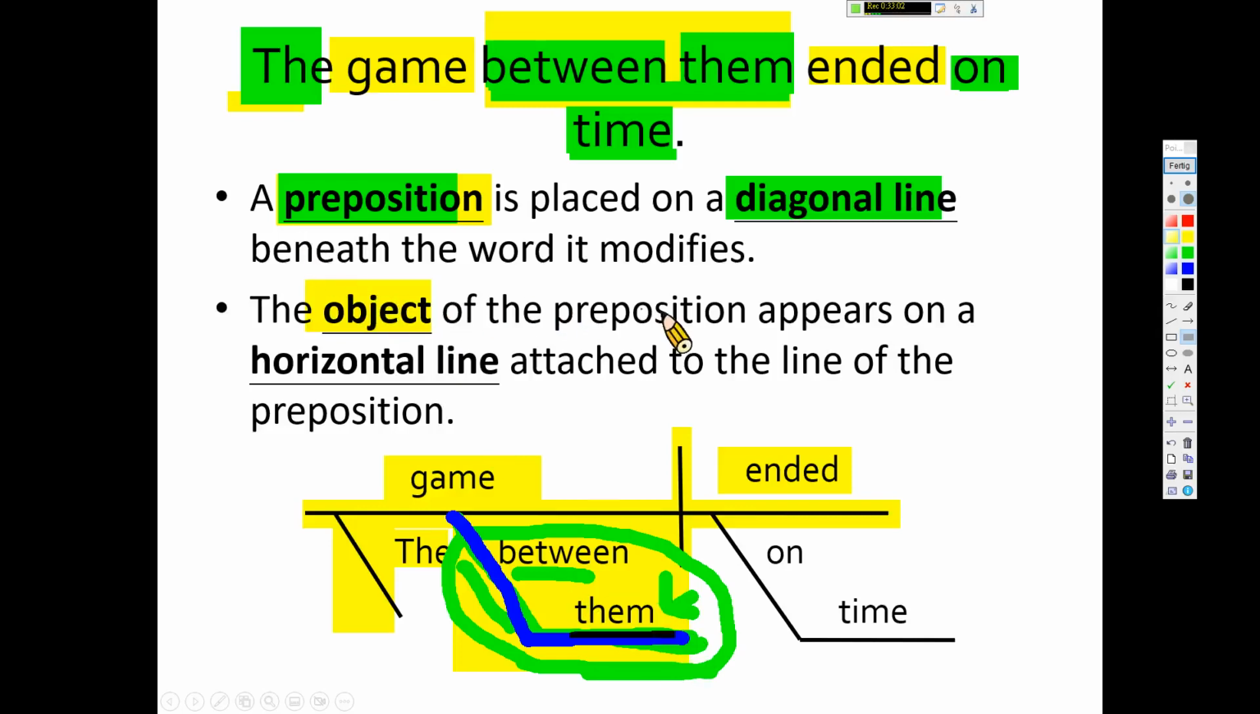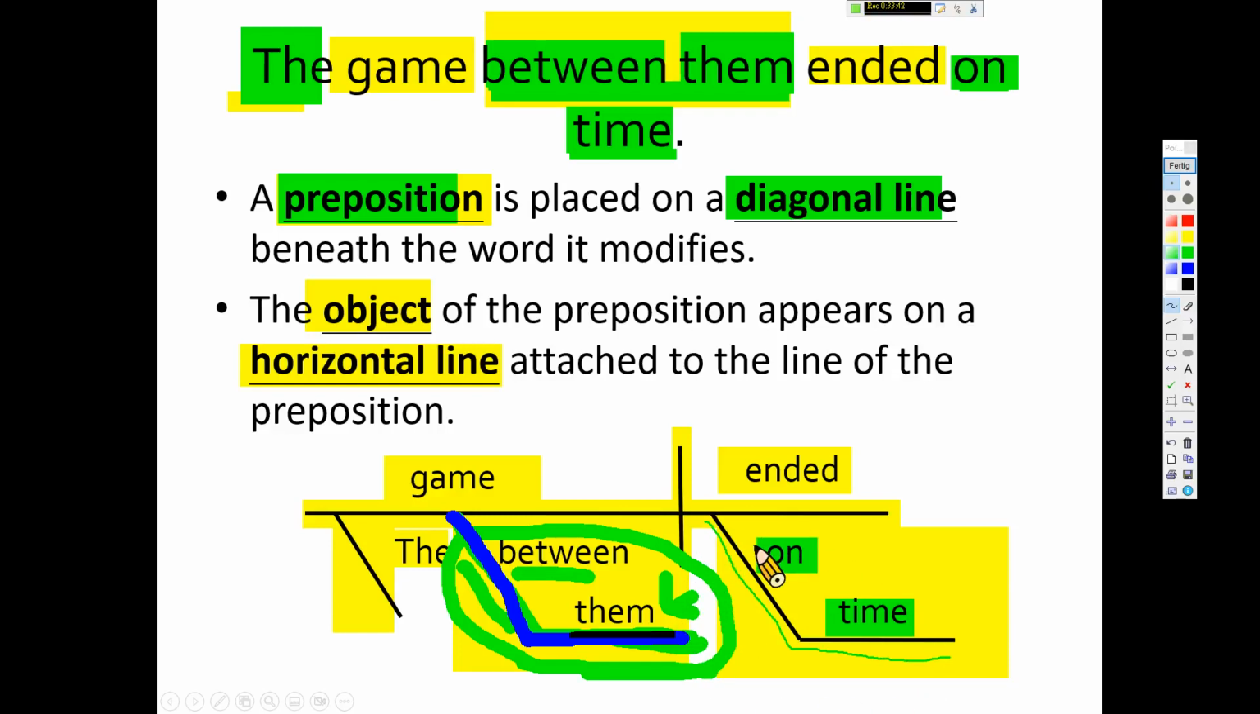The object of a preposition appears on a horizontal line attached to the line of the preposition. So here you see on time. In on time, we have time as an object, right? And we have on time. This is on, and this is time. On is a preposition. Time is an object. And you see this line here, this is a diagonal line, and this is horizontal. All together they combine as a prepositional phrase.